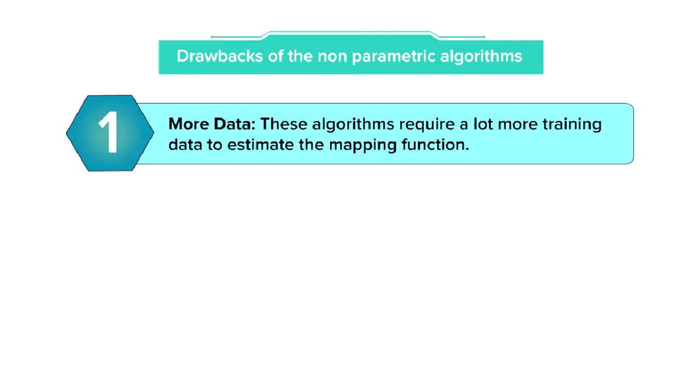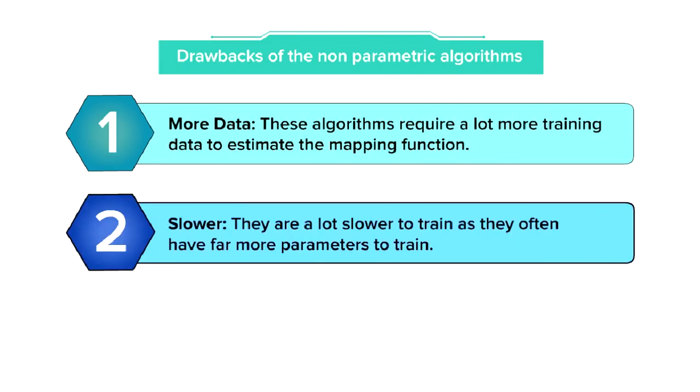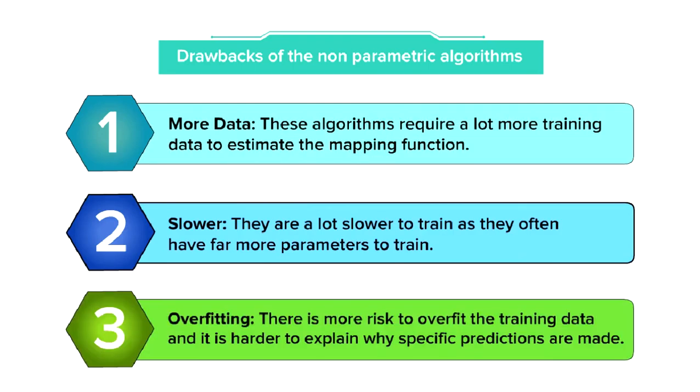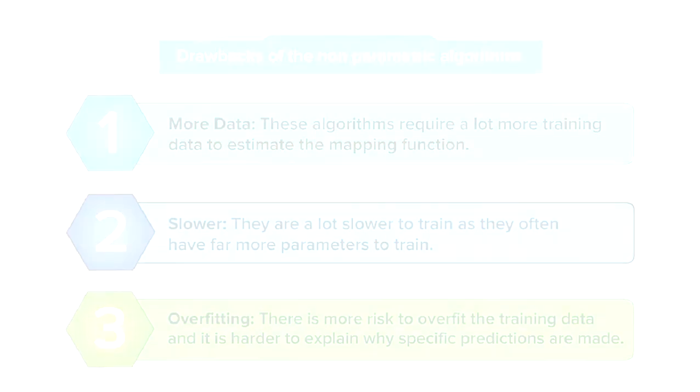Now, let's look at the drawbacks of the non-parametric algorithms. These algorithms require a lot more training data to estimate the mapping function. Next, they are a lot slower to train as they have far more parameters to train. Further, there is more risk of overfitting the training data, and it is harder to explain why specific predictions are made. We will be understanding the concept of overfitting later in this module.